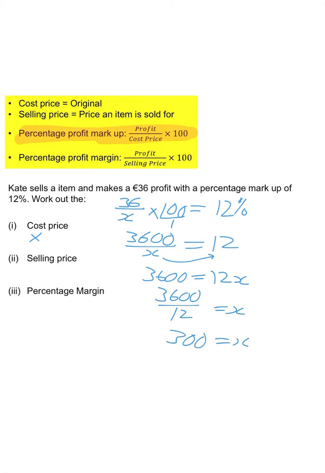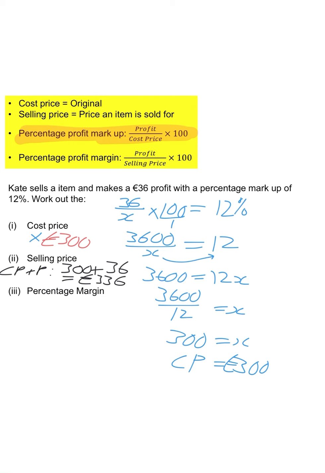And X is our cost price. So our cost price, I'm going to put CP, equals 300 euro. Okay, now for the selling price. So the selling price will just be the cost price plus the profit. So I'm going to do just the cost price plus the profit. And that will be 300 plus the profit of 36. So that will be 336 euro.